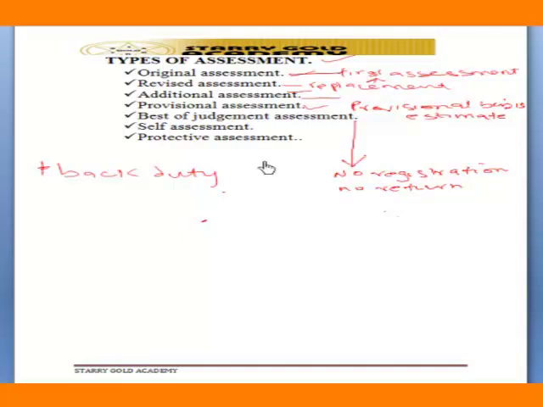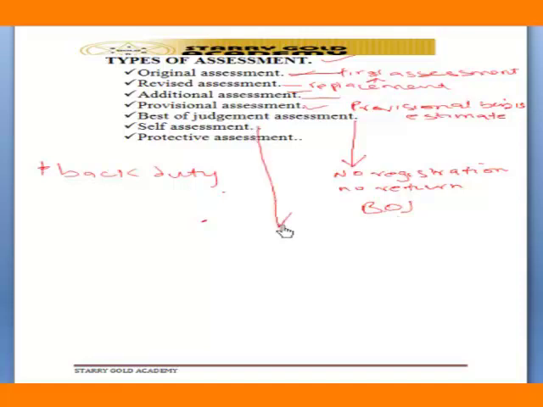So where it happens, the inspector of tax uses his best of judgment to estimate the assessable profit and capital allowance claimable. It is also referred to as BOJ. The popular name is BOJ, best of judgment assessment, BOJ.